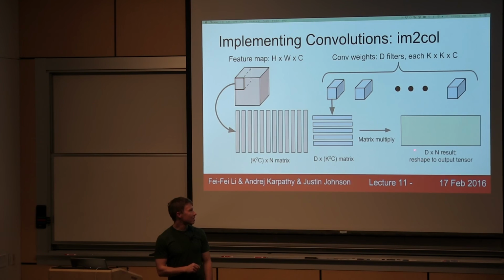So this gives you a D by N result. That D is our number of output filters, and that N is for all the receptive field locations in the image. So then you play a similar trick to take this and reshape it into your 3D output tensor. And you can actually extend this to mini batches quite easily. If you have a mini batch of N of these elements, you just add more rows and have one set of rows per mini batch element. So this actually is pretty easy to implement.